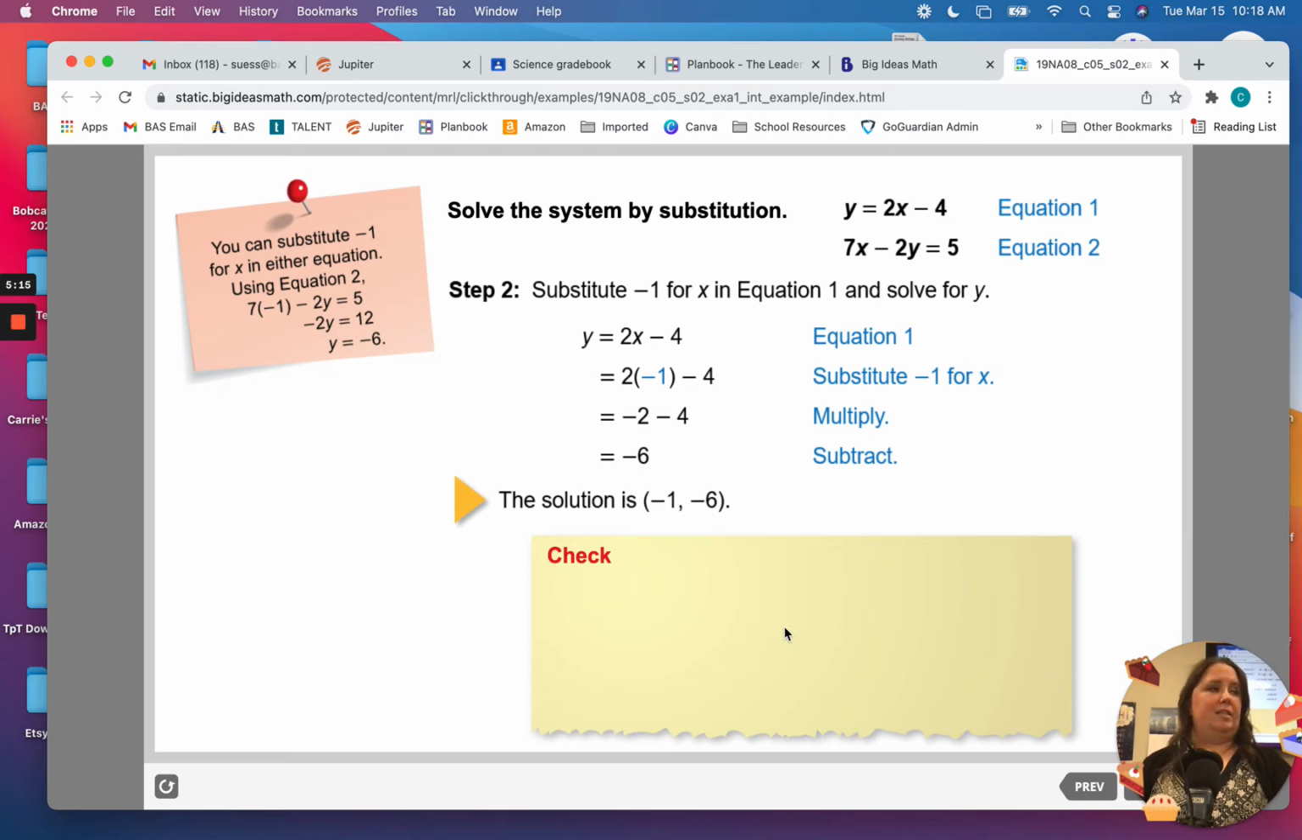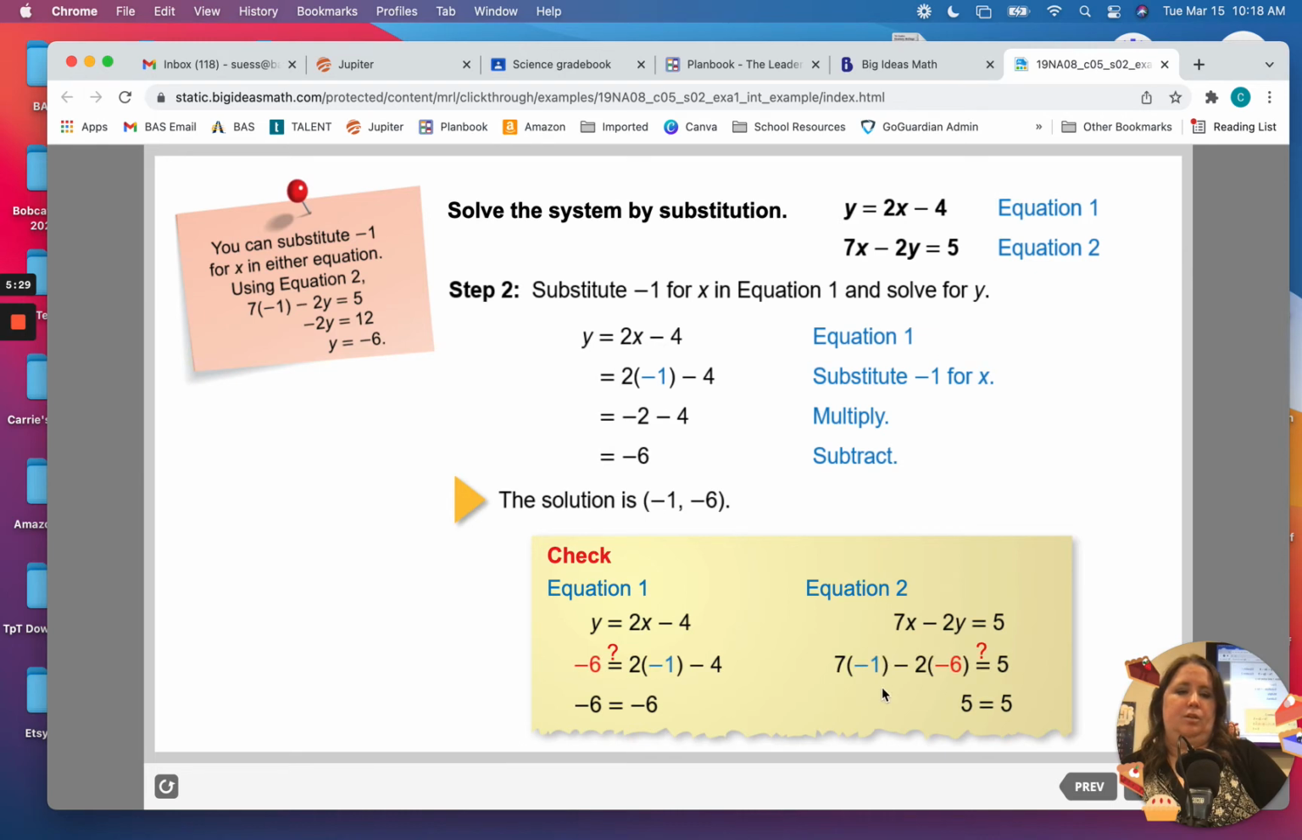Now, if you wanted to check your answer at the very end, you take your equation and plug in your x and y. So I put in my -6 where the y is and a -1 where the x is. Does -6 equal -6? Yes, it does. And then you do the same in the second equation, but you don't have to check it. Any questions on this? Okay, go do your try it.